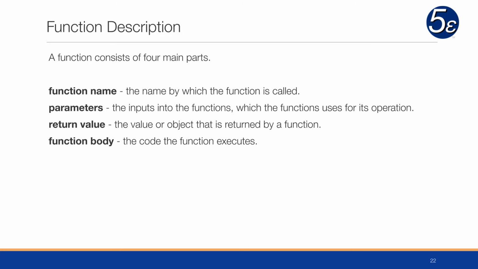Now, a function consists of four main parts: the function name, which is the name by which the function is called and executed; parameters, which are the inputs into the function. The function uses these for its operation. Functions can have many parameters, 2 parameters, 1 parameter, or even no parameters. A return value, which is the value or object that is returned by a function after it's done its processing. Functions don't need to return something, but in many cases they do. And the function body, which is the code that actually is executed by the function.